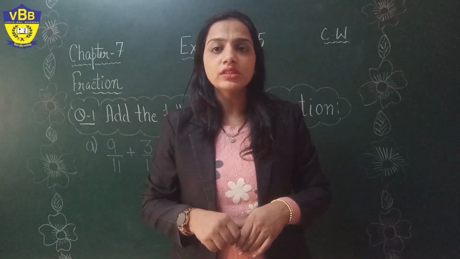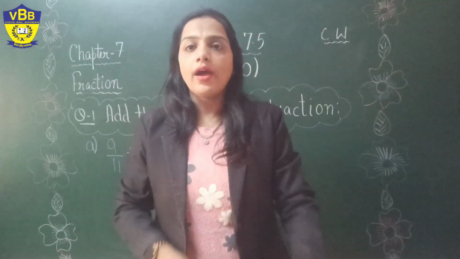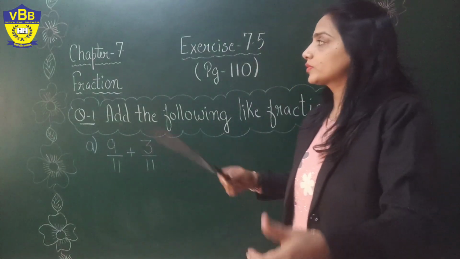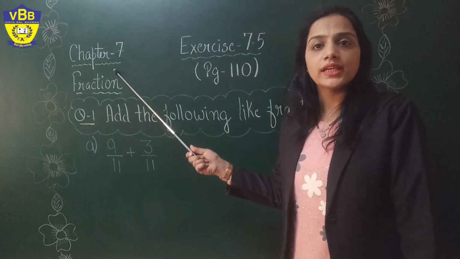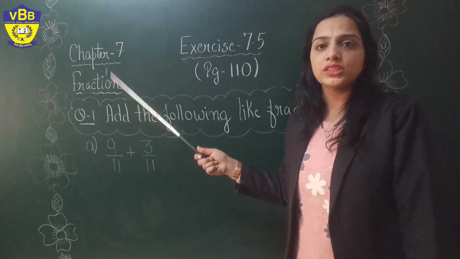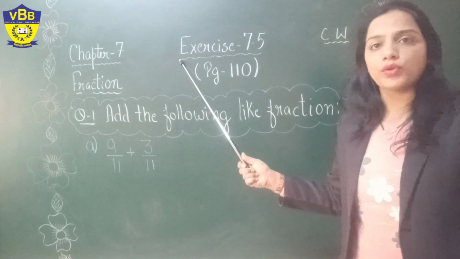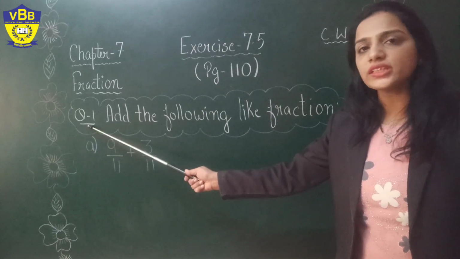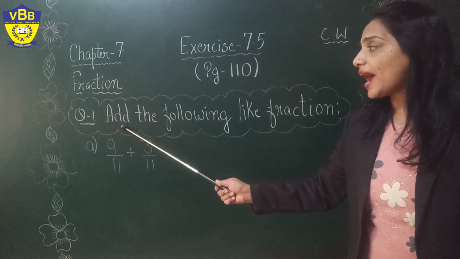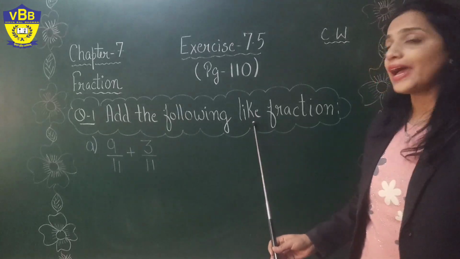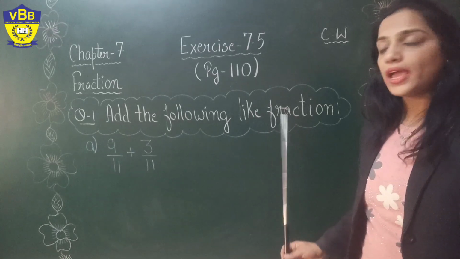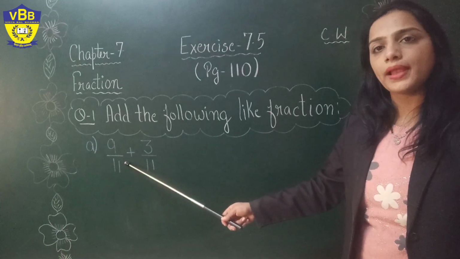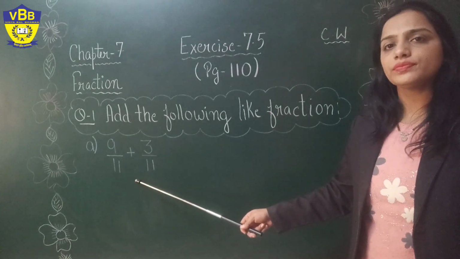Rest, those who have not done, do it in their notebook. And first, what will we do? We will write in the notebook today's date, chapter number 7, fraction, exercise 7.5 classwork, and we will do question number 1, that is add the following like fractions, right? And write down question A part: 9 by 11 plus 3 by 11.